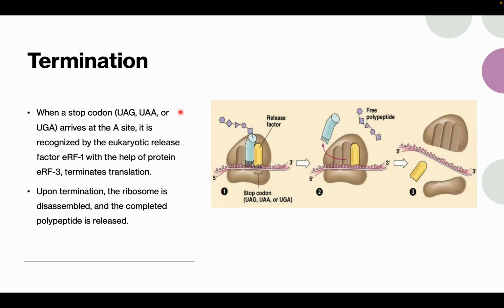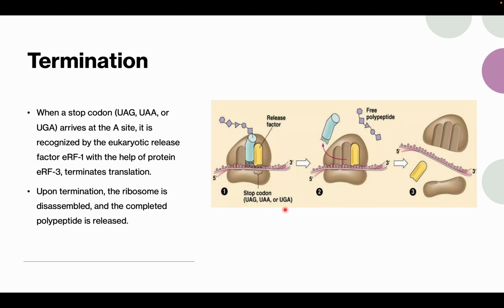So once it recognizes a stop codon UAG, UAA or UGA, it arrives at the A site. It is recognized by release factor 1 with the help of eRF3, the release factor 3, and it terminates translation. And upon termination, the ribosomal subunit is disassembled, the polypeptide is released, and the mRNA is also released. So this marks the termination of eukaryotic translation.